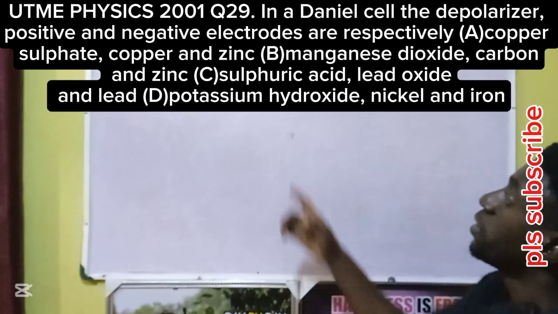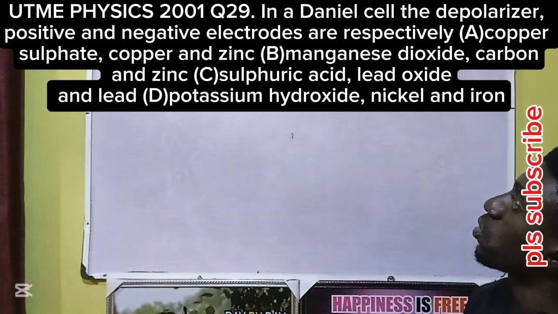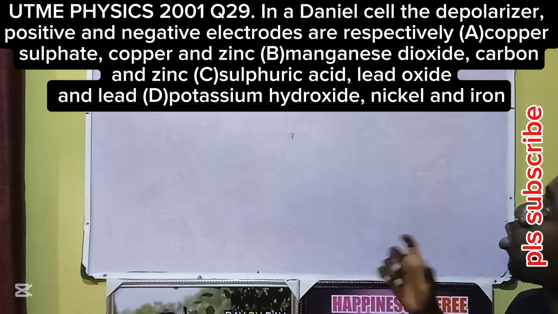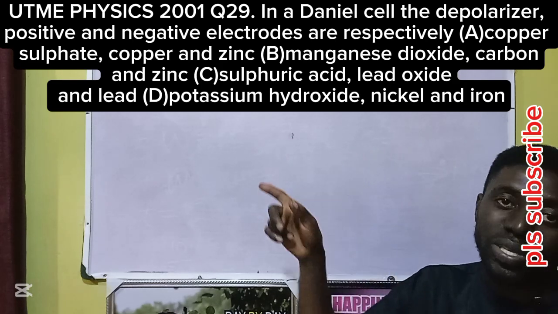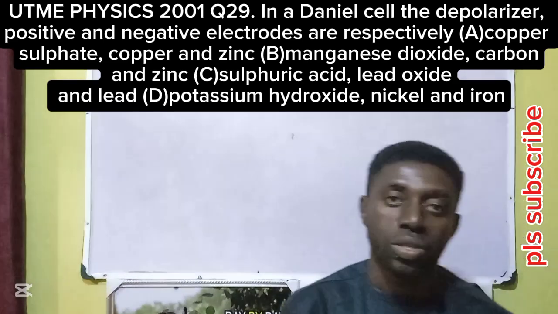Okay, observing, the best option there is option A, where we have copper sulfate taking the first term, which is depolarizer, copper taking the second term, which is positive, and zinc taking the last term, which is negative electrode. Thank you.